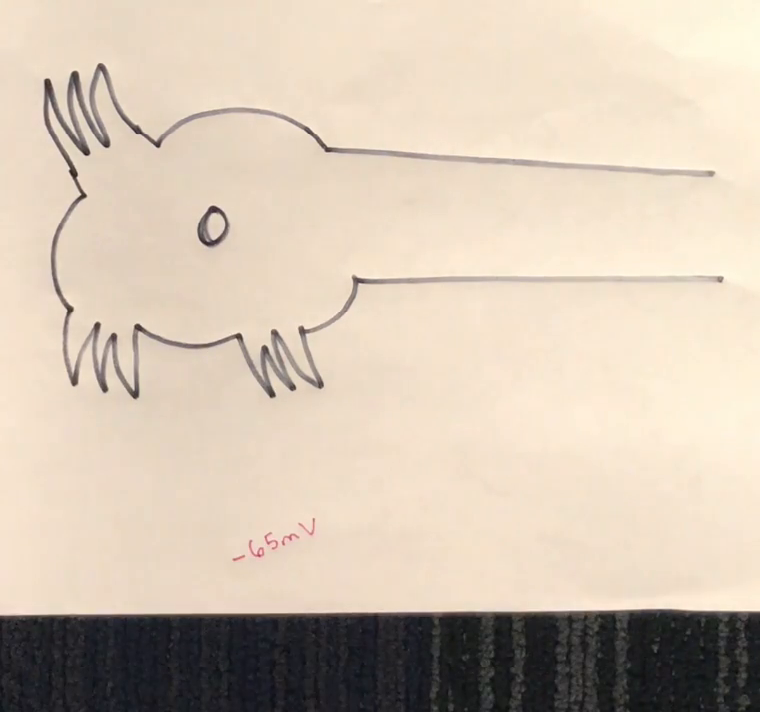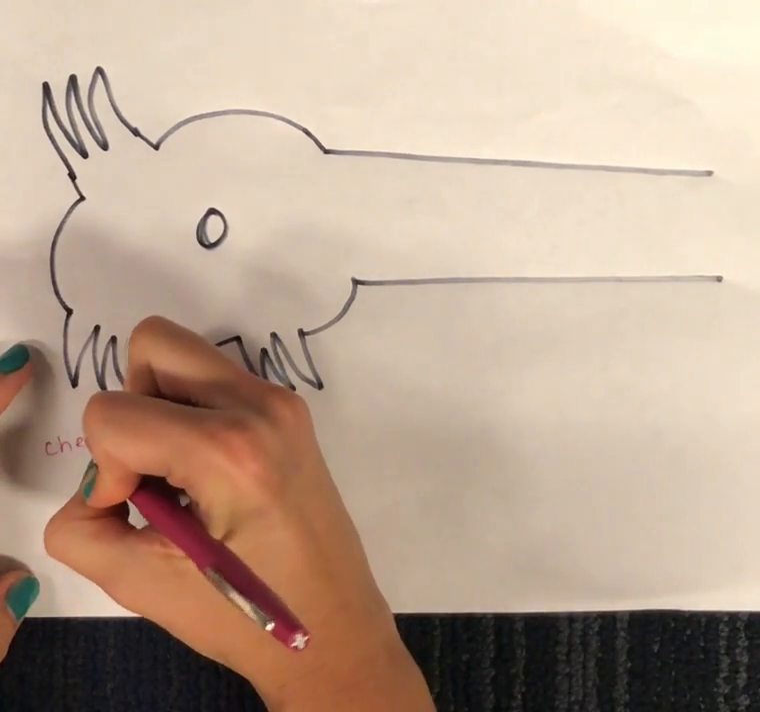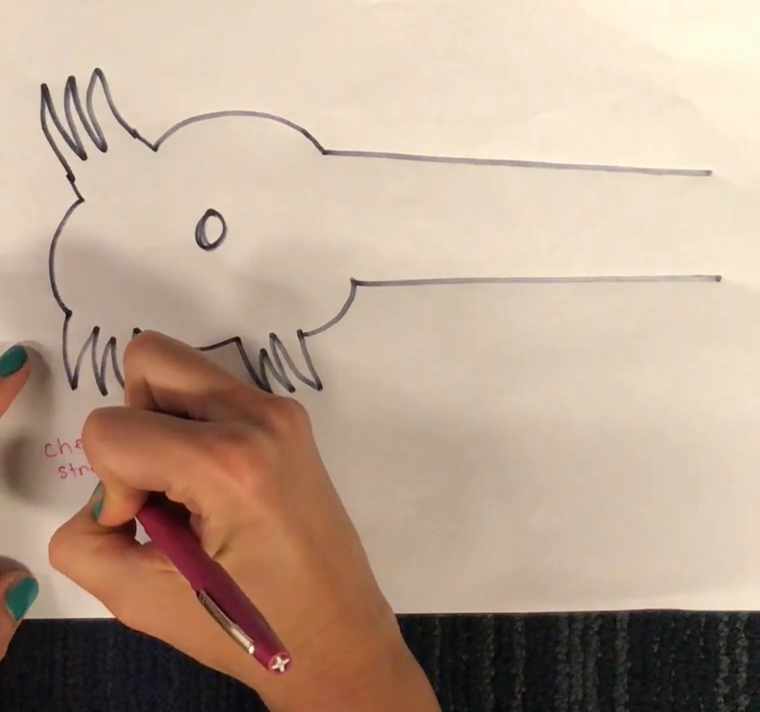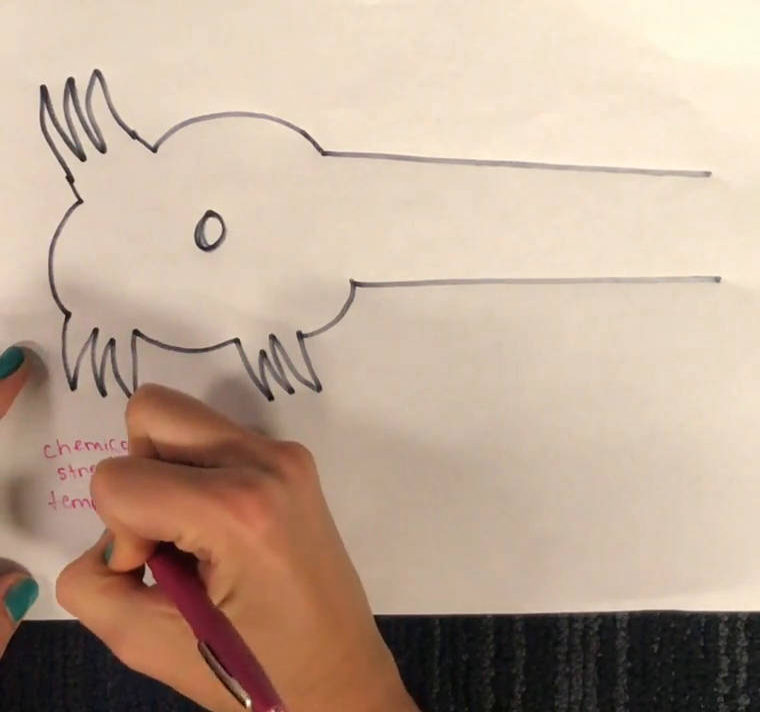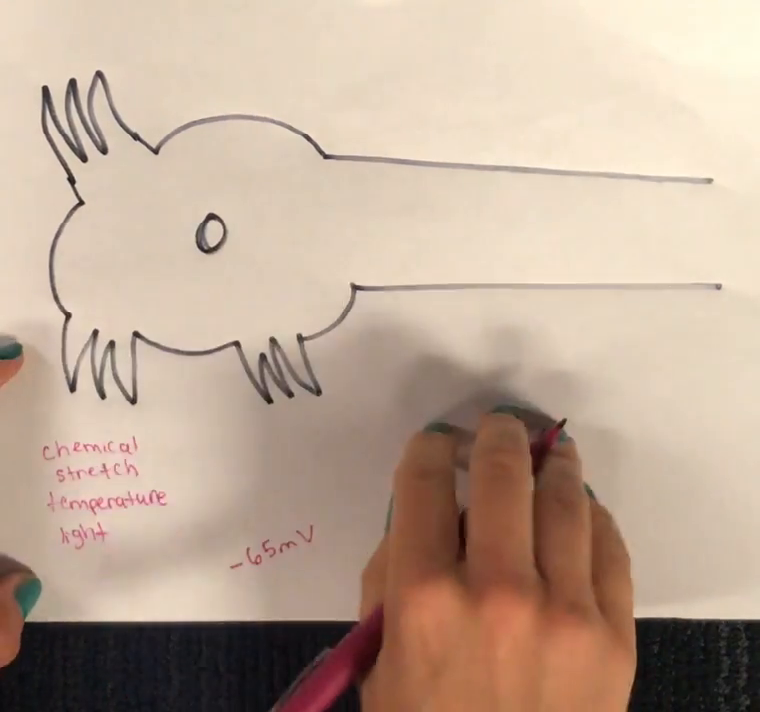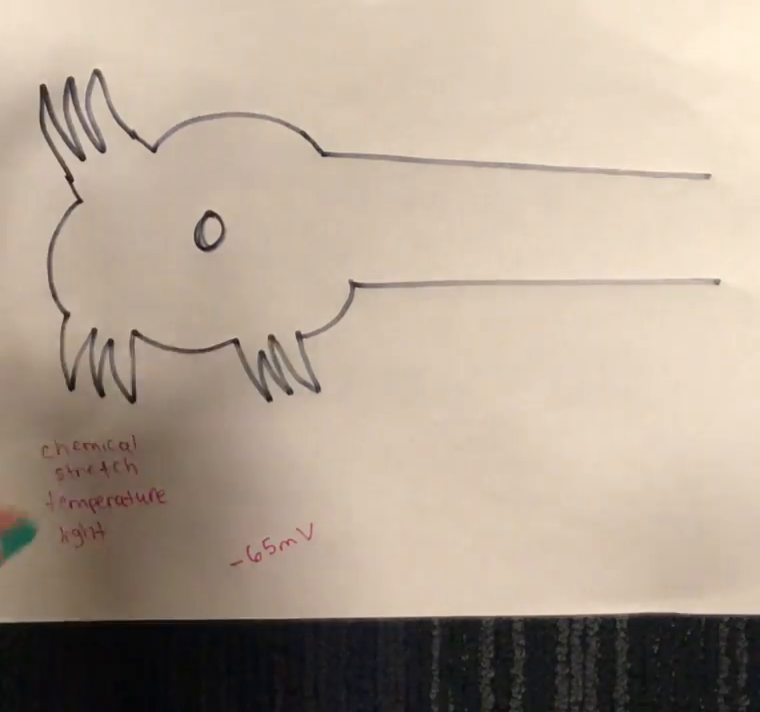There are certain triggers for the initial sodium influx of an action potential, such as activation of chemical or stretch receptors, as well as changes in temperature or light. Since chemical receptors are a little bit easier to conceptualize, that is what we will use in this video.